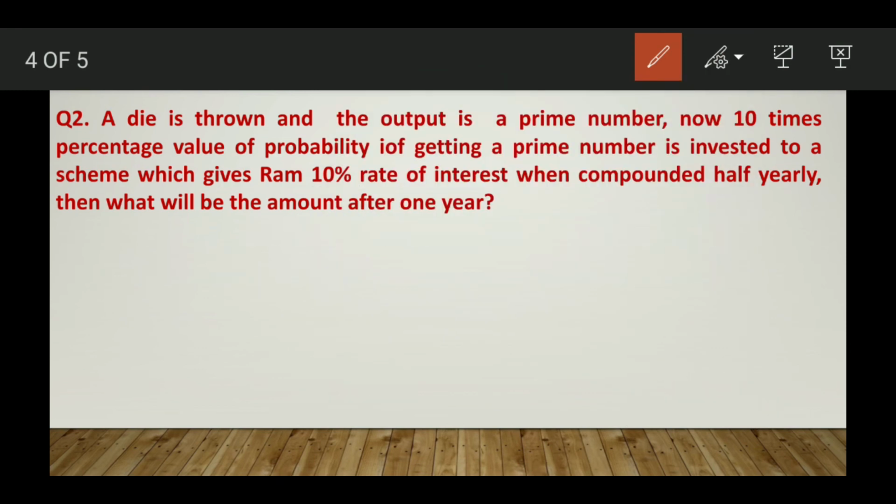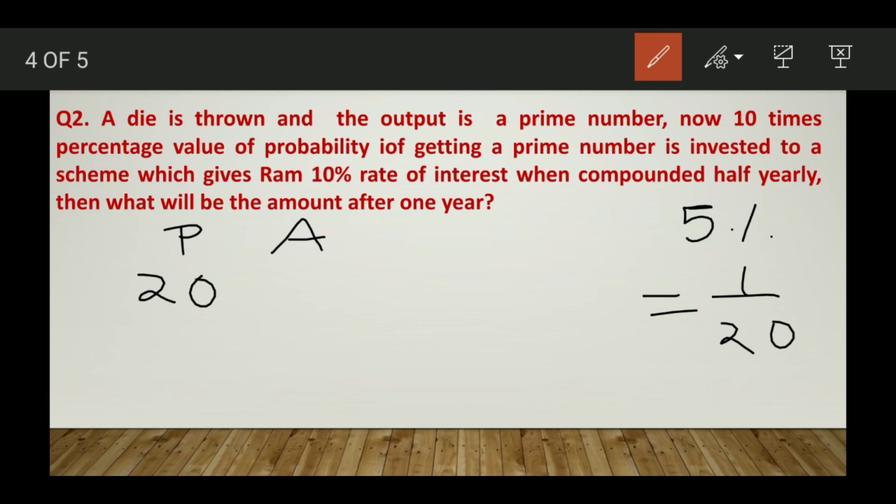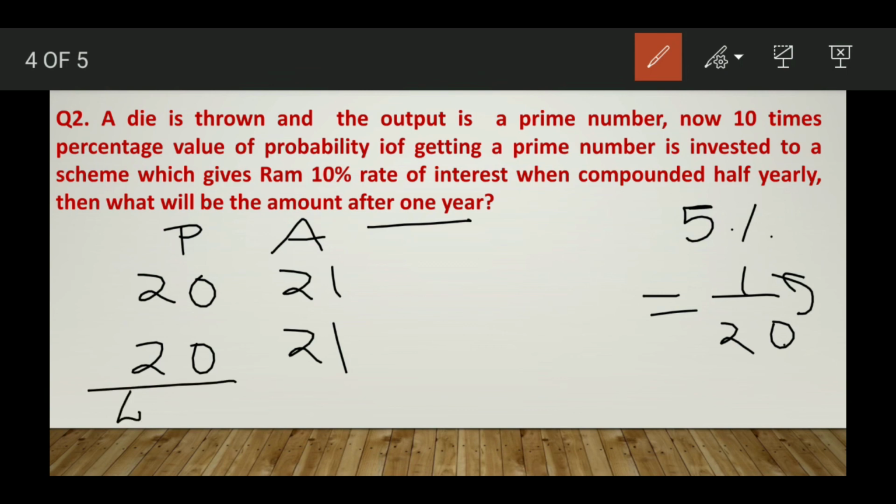But how will we solve this problem? We know it is 5%, and 5% as we have seen is 1 by 20. So if 20 is our principal, then our amount would be 20 plus 1, that is 21. Since 2 cycles are there, we do this 2 times. So it is like 400 rupees amounted to 441 when compounded half yearly at a rate of interest 10% for 1 year.